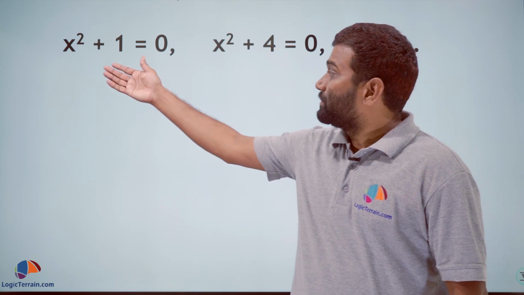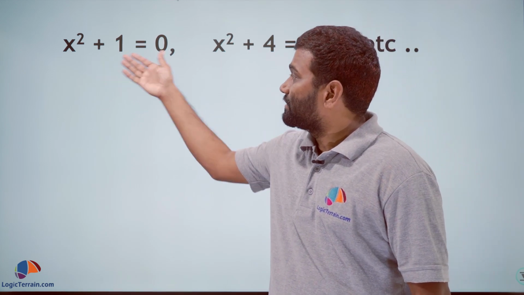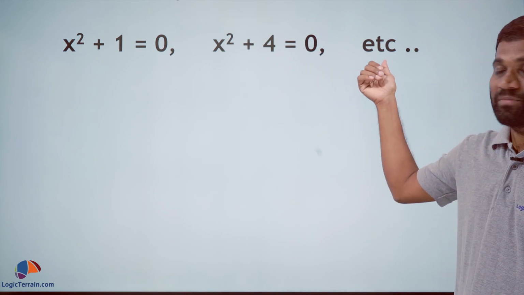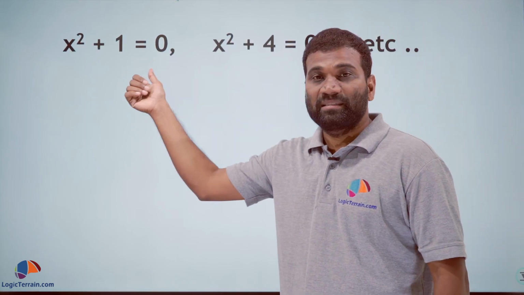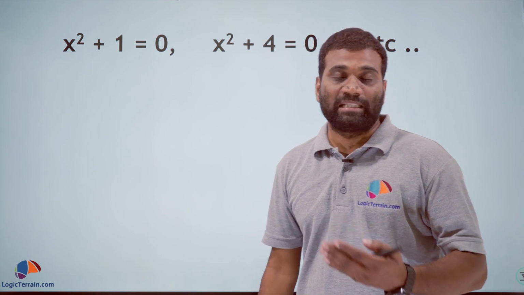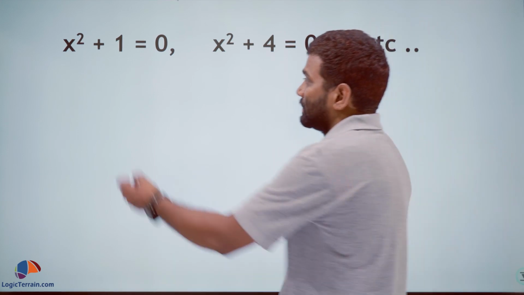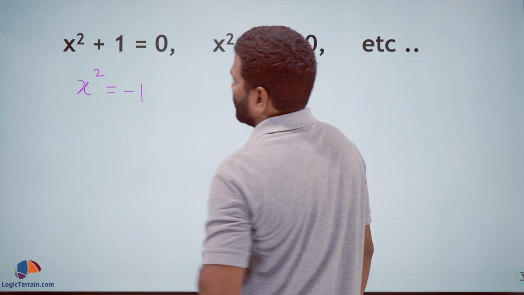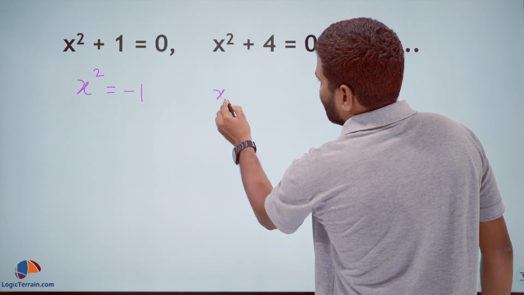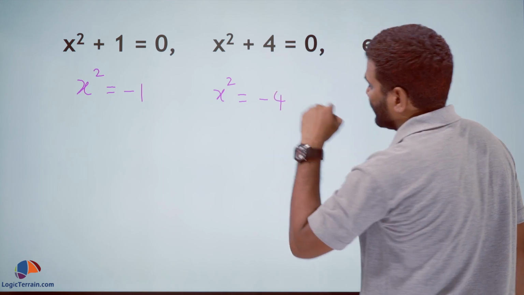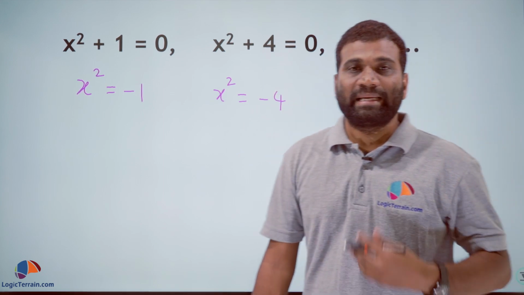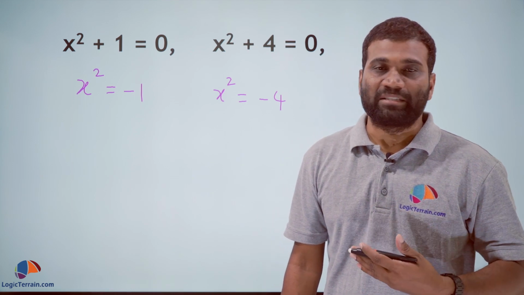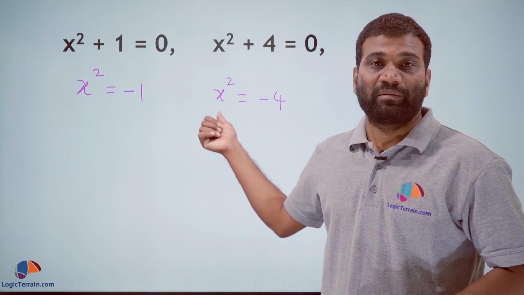Let us look at some simple algebraic equations like x square plus 1 equals 0, x square plus 4 equals 0, etc. which have real coefficients, but we are unable to solve these equations because x square is equal to negative 1, and x square is equal to negative 4. In the real number system, there is no number whose square is negative, but we got negative over here.